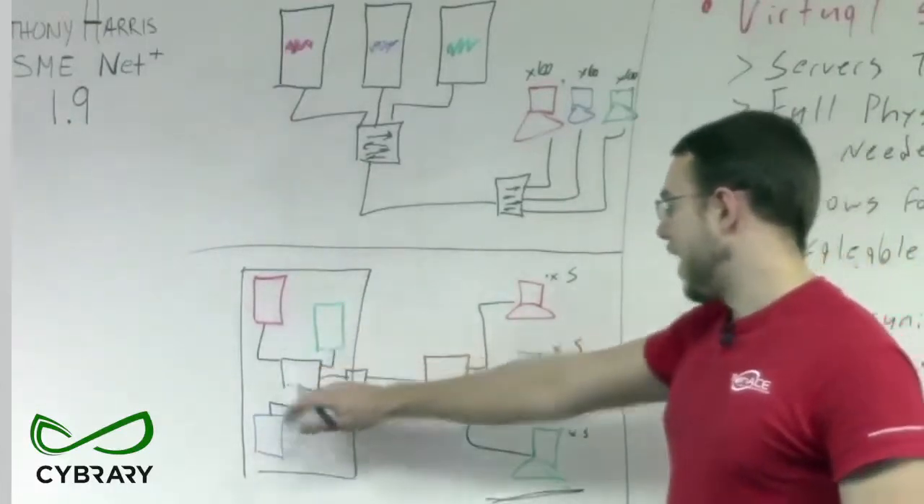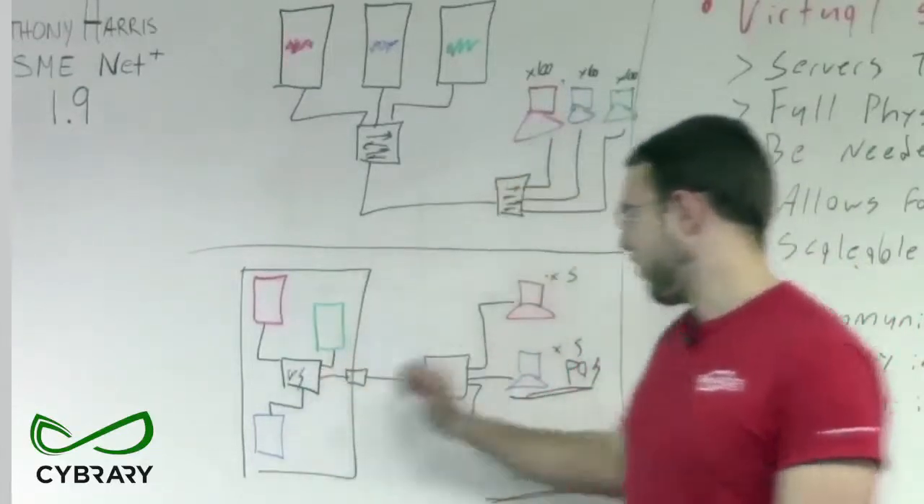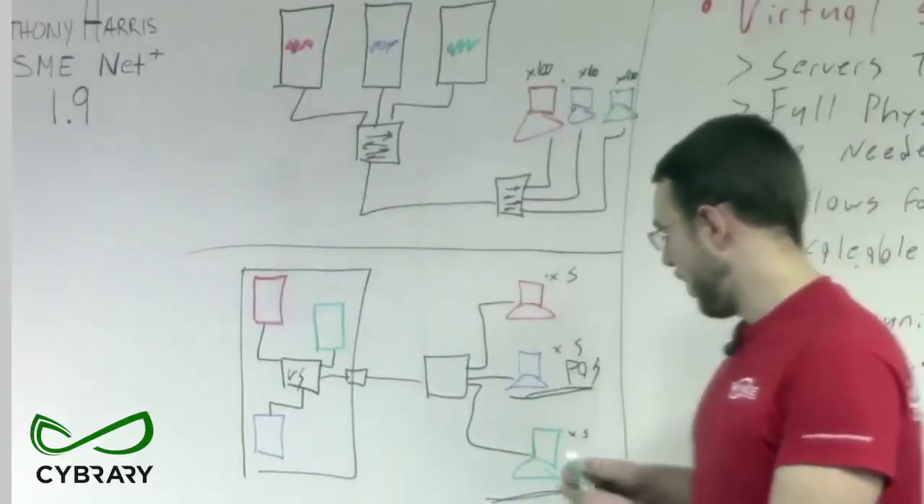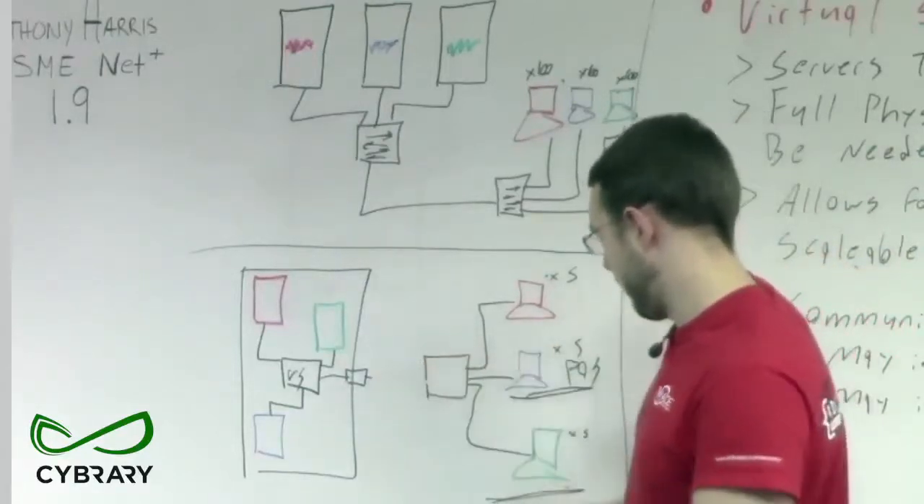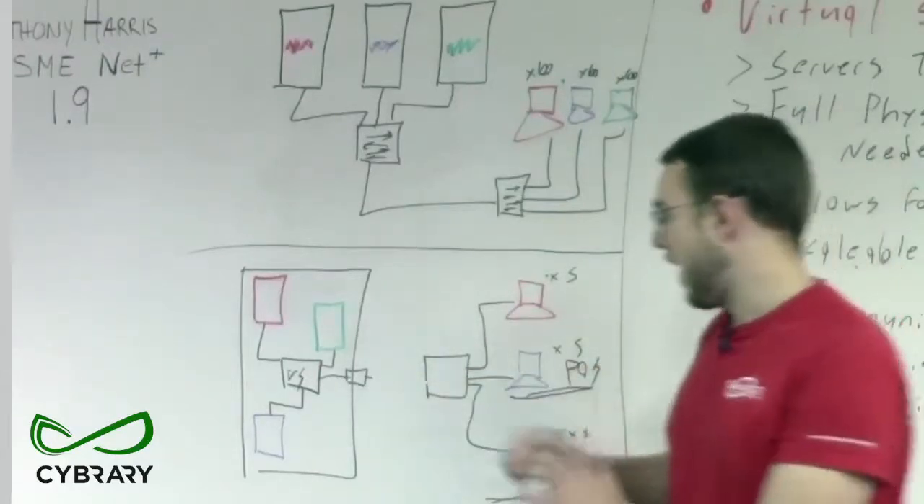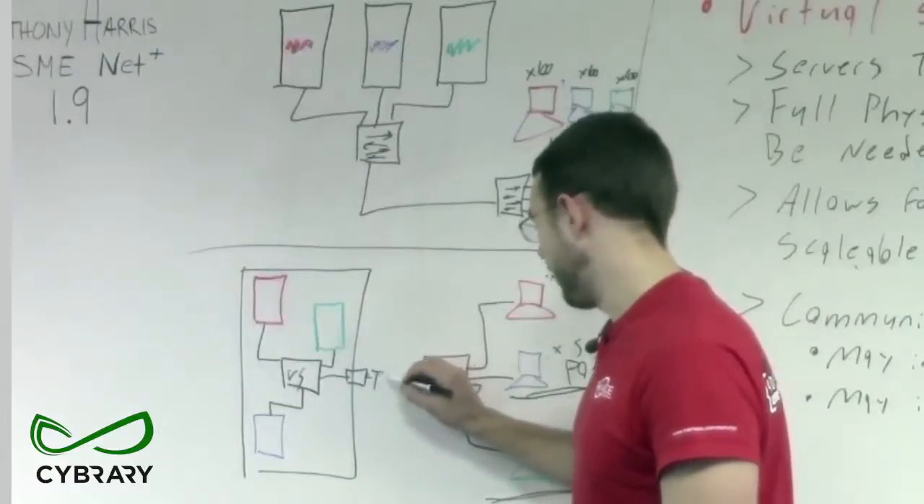Now, in this setup, we have our virtual switch and our single network interface card. Now, our virtual switch is going to have the cable running out of it acting as its trunk port, or its trunk line.